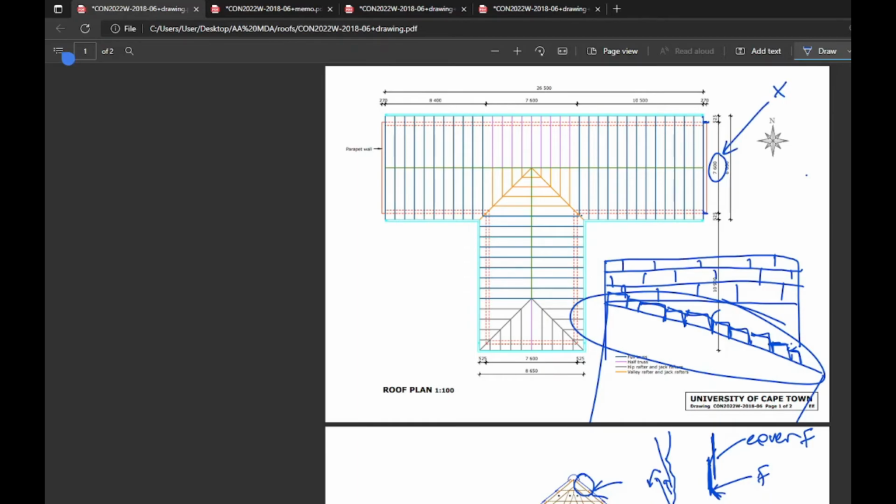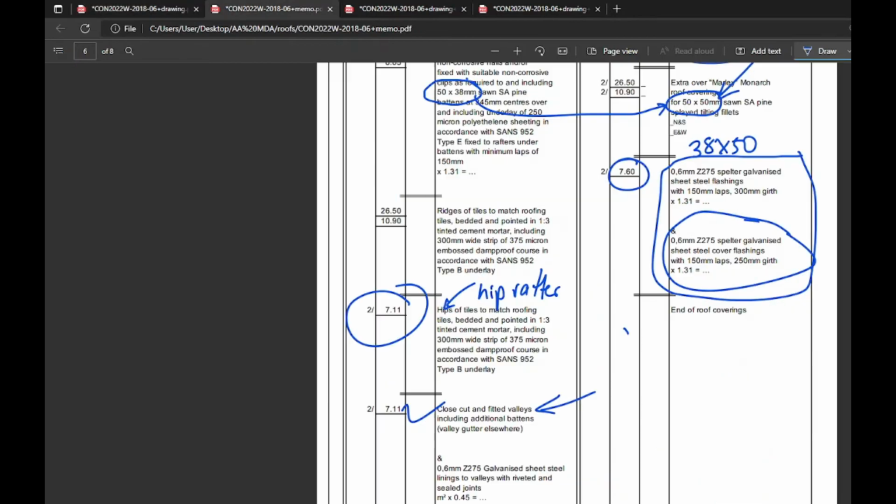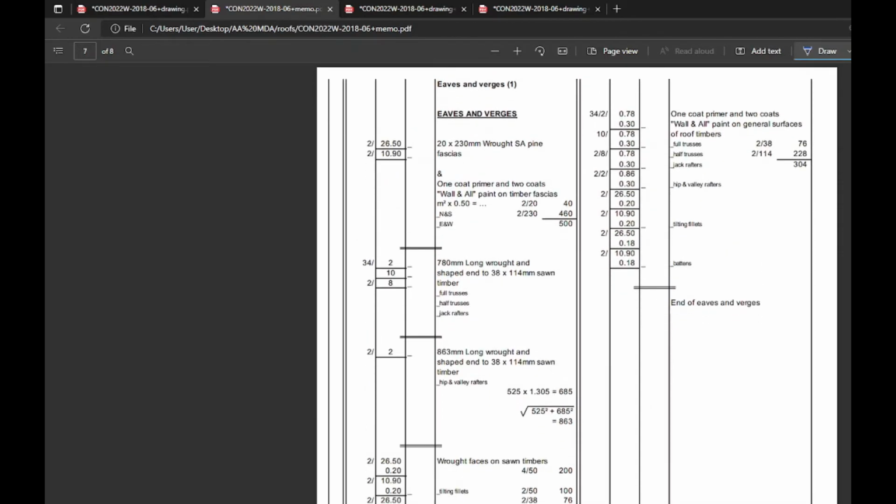It's very important you apply your multiplier to go from plan to sloped. So from plan to slope like this is simply 1.31. Okay, happy? Good. Ease of edges. This again is straight from the drawing values.